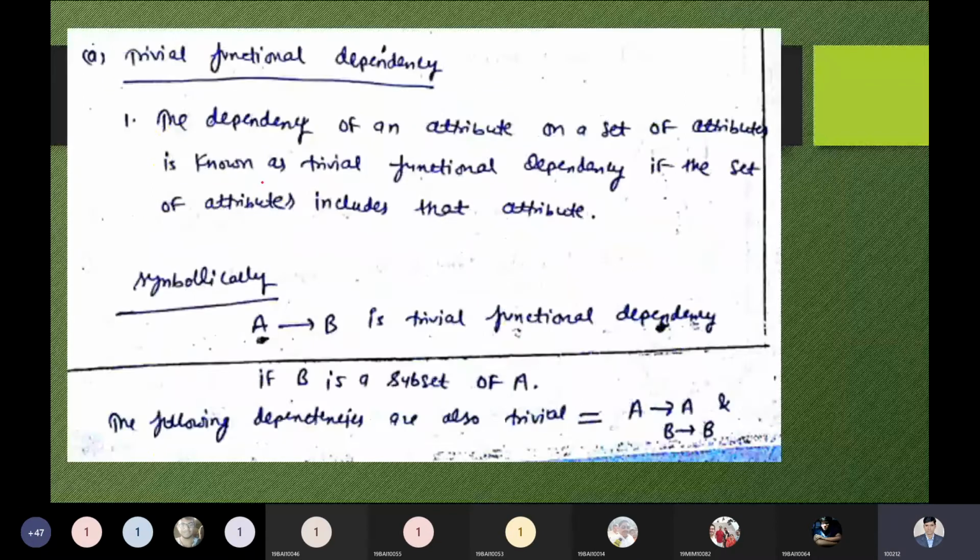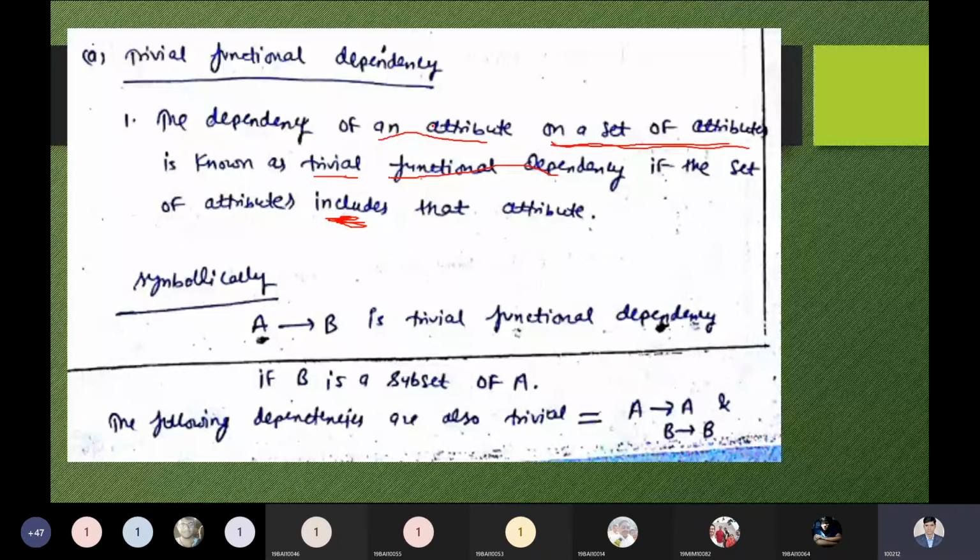The trivial functional dependency is basically the dependency of an attribute on a set of attributes. Please understand this statement: the dependency of an attribute on a set of attributes is known as the trivial functional dependency. It is trivial if the set of attributes includes that attribute. So we need to see properly whether the attribute is dependent or not.